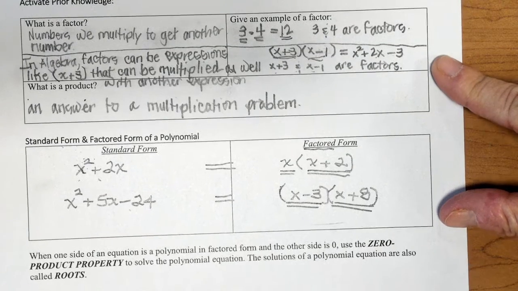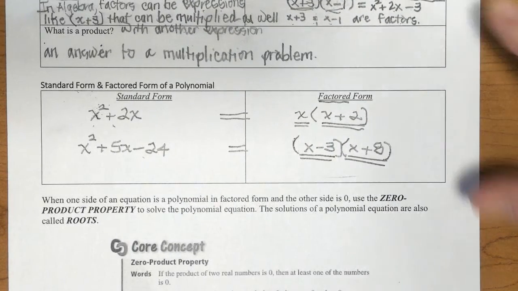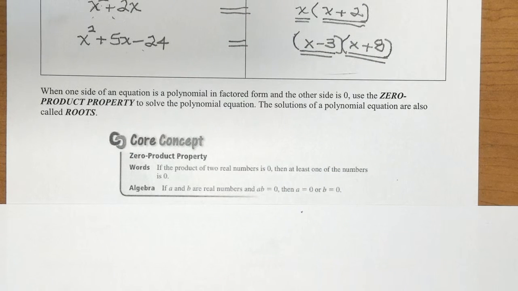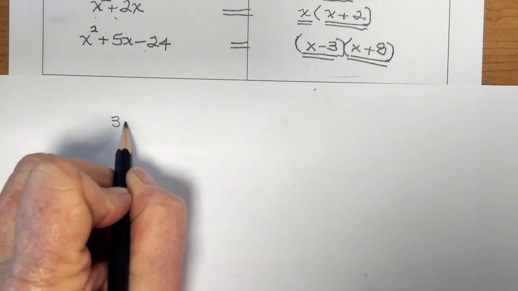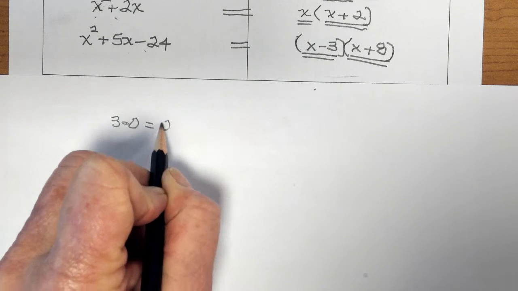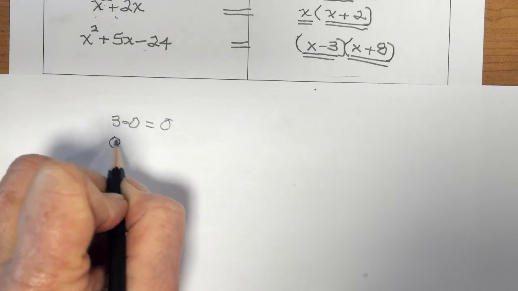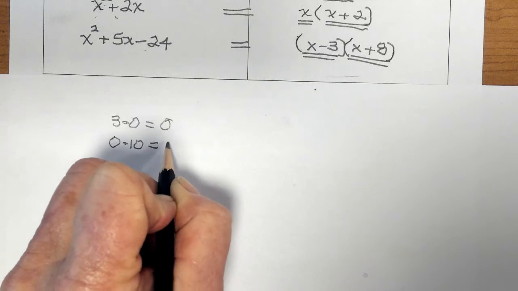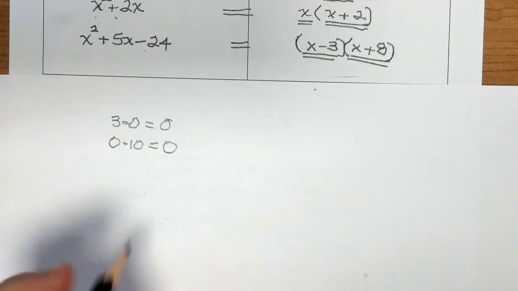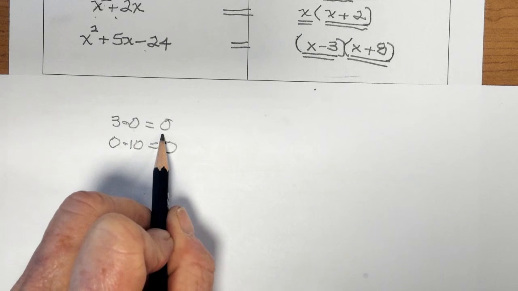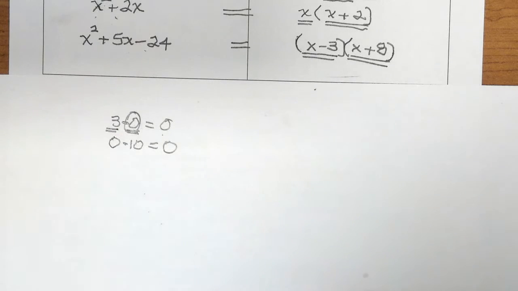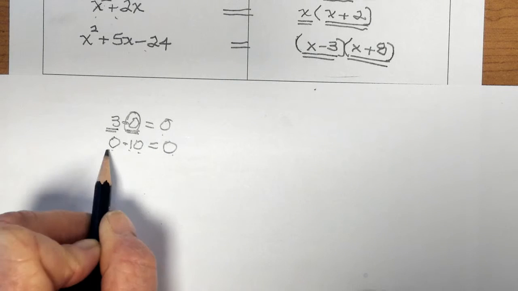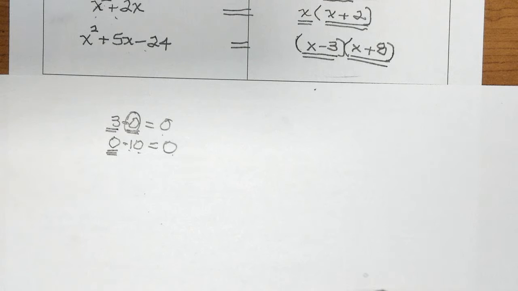Okay, so let's take a look at the first concept. The first concept that we're learning about is called the zero product property. So basically, if I were to ask you, what is 3 times 0? Your answer would be 0. If I asked you what is 0 times 10, your response would be 0. Anytime I multiply a number by 0, I get 0. One of the factors is 0. Take a look here. 0 times 10 is 0. One of the factors is 0.